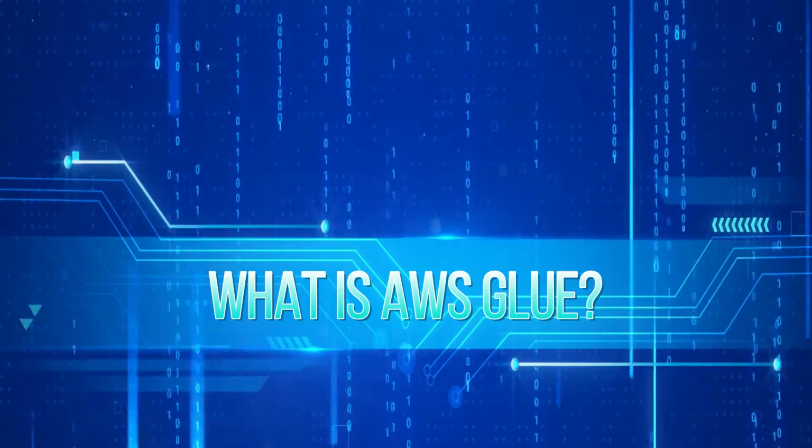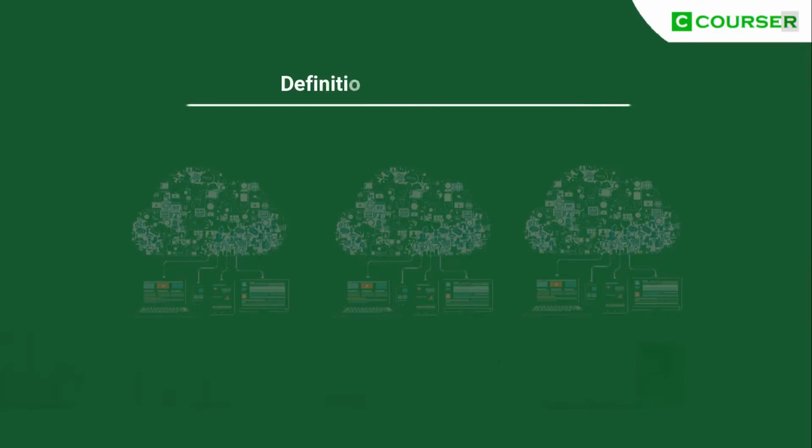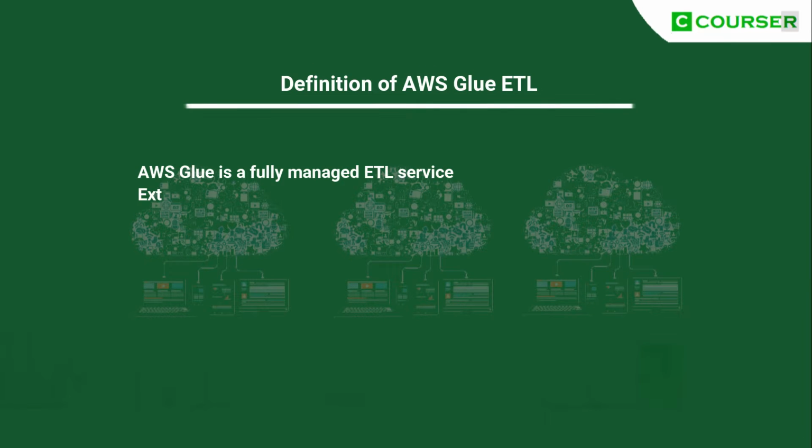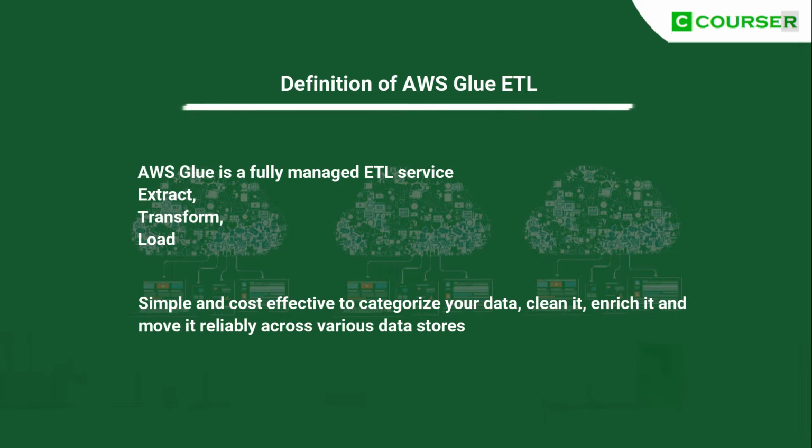So if you take AWS Glue, it is a fully managed ETL service, that is extract, transform and load. It is simple and cost effective to categorize your data, clean it, enrich it and move it across various data stores.